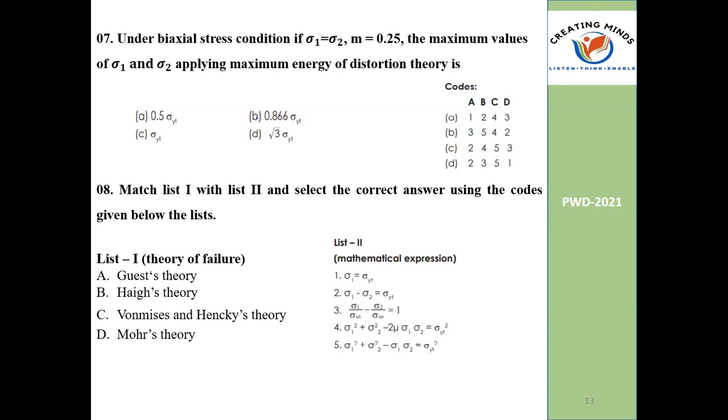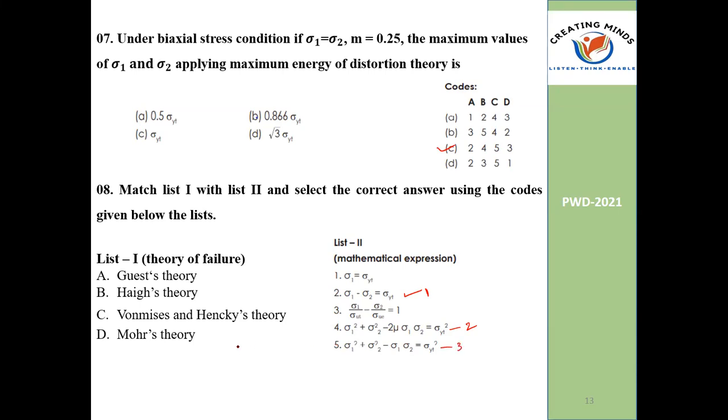Then C. Yes. The option is C. Guest theory, what is Guest theory? Guest theory is option 2. Sigma 1 minus sigma 2 equals yield. This is 1. Next, Haigh's theory. What is Haigh's theory? You have to remember this equation. I told you that you can easily judge Haigh's theory. That is sigma 1 square plus sigma 2 square minus 2 times sigma 1 sigma 2 equals sigma y square. What is Von Mises theory? Here there is no 2 in Von Mises, right? So this is the third one, Von Mises.